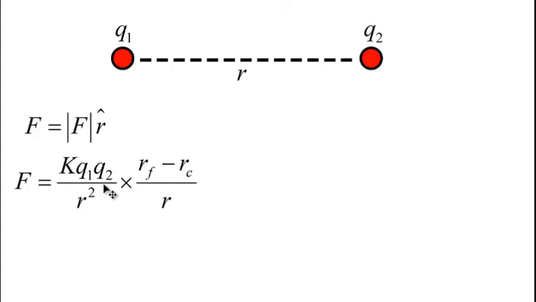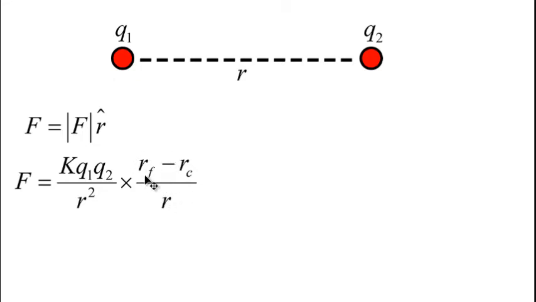Force is equal to magnitude, what we've been solving before, kq1q2 over r squared, multiplied by the unit vector. And this unit vector is simply the position of the charge feeling the force minus the position of the charge causing the force, divided by the distance between them.